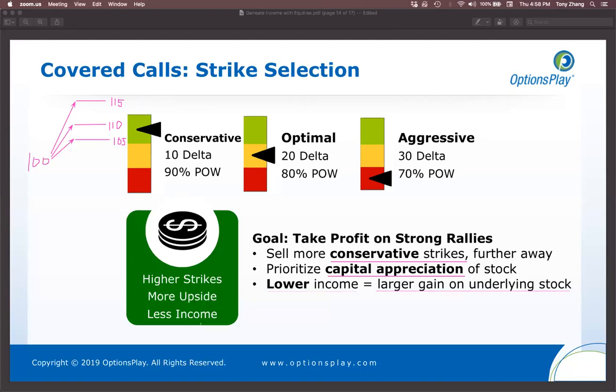So please type 4 into the chat window if that makes sense to you. Why, when you're selling covered calls, you want to choose strike prices that are further away, and when you're selling cash secured puts, you want to choose strike prices that are closer to the current price. Perfect. I see a lot of 4s.